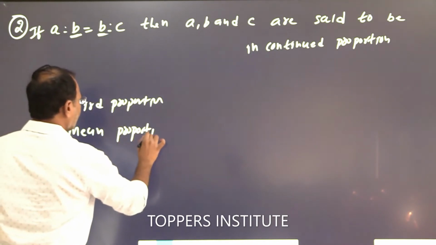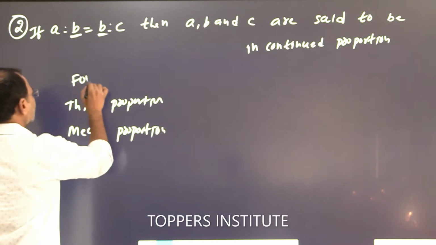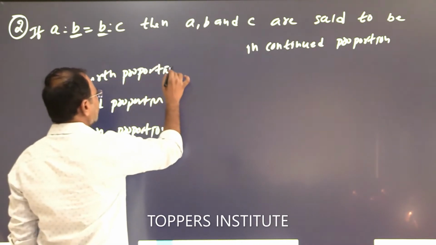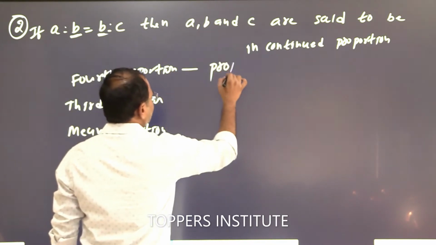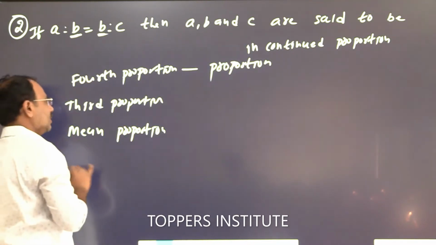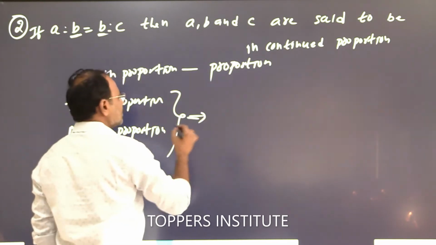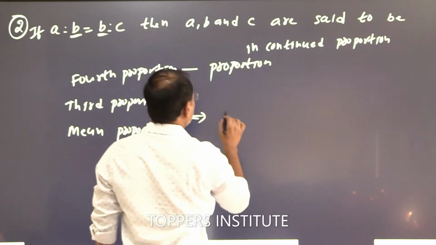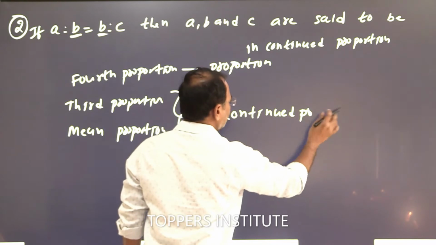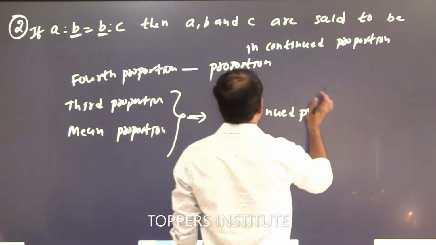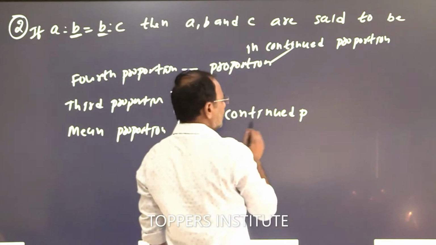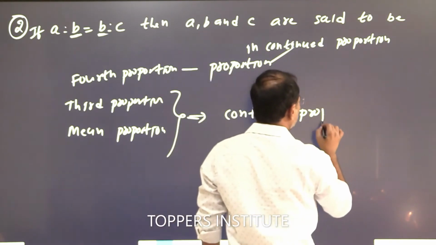Okay, what we already discussed is fourth proportion. So what is fourth proportion? We discussed it earlier. Fourth proportion is defined on proportion, but third proportion and mean proportion are defined on continued proportion. Once again, fourth proportion is defined on proportion, third proportion and mean proportion are defined on continued proportion.